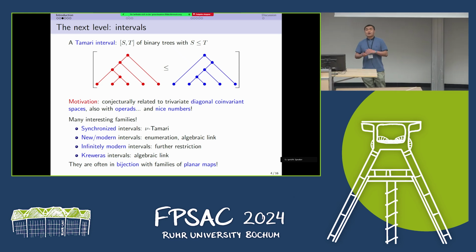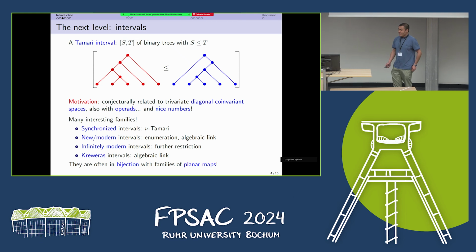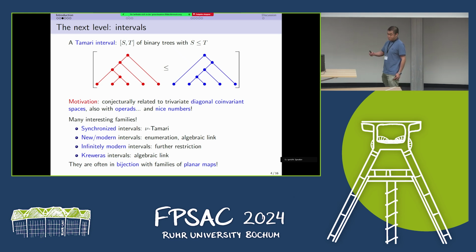And not only that, there are also many subfamilies of Tamari intervals that also share this property of having nice formulas. For instance, we have so-called synchronized intervals, which are in bijection with intervals in the new Tamari lattice, a generalization of the Tamari lattice. We have so-called modern intervals, which first appeared in the enumeration of Tamari intervals by Chapoton. And they can be understood as irreducible elements in the operad of grafting on Tamari intervals. And the further restriction on modern intervals is called infinitely modern intervals.